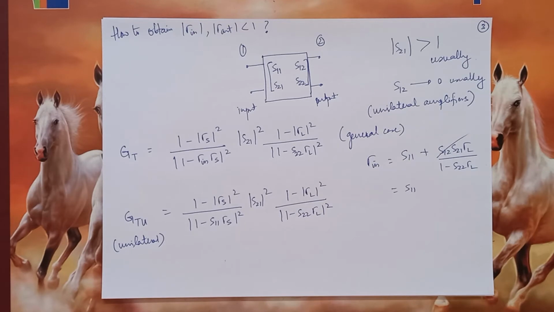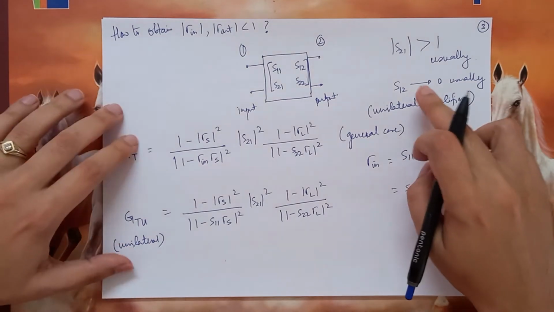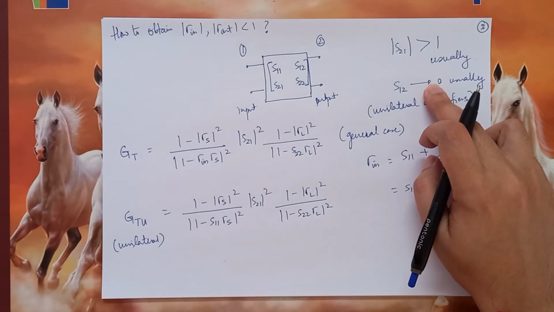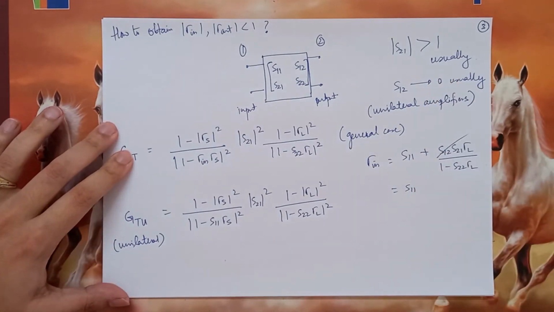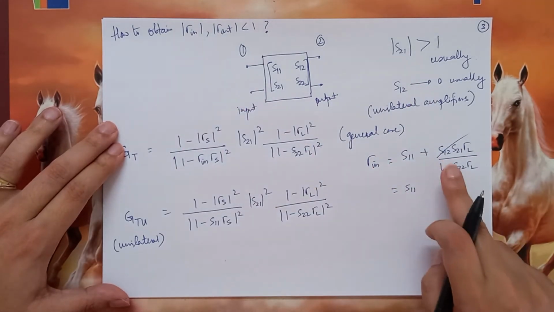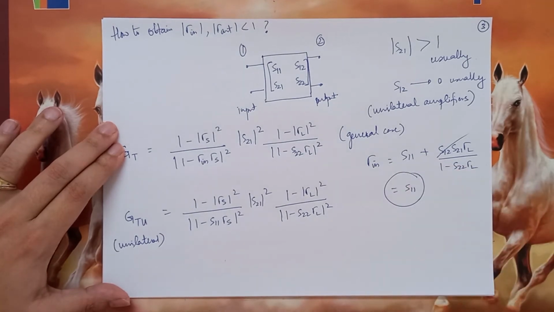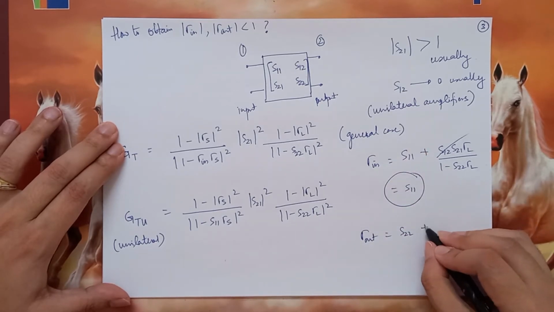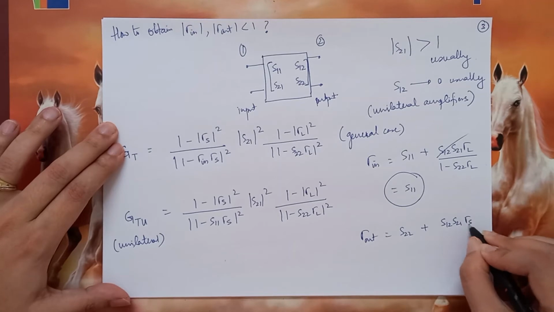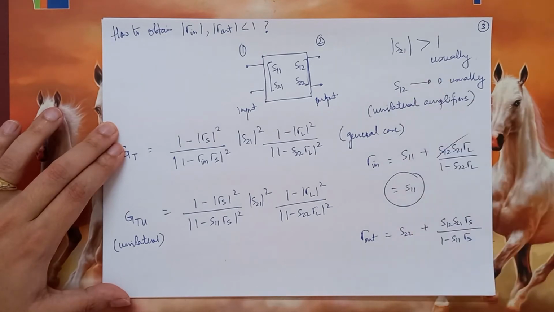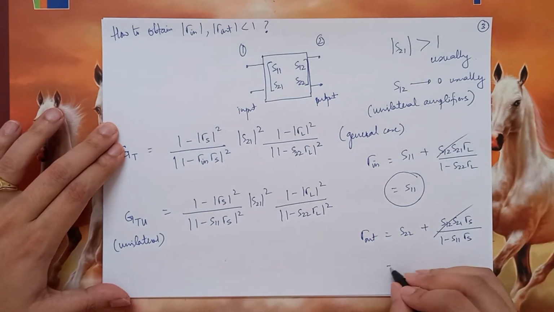So this is what the gain looks like now. But when we say that S12 is 0, what about gamma in and gamma out? Gamma in, we said, reduces to S11. Now what about gamma out? Gamma out is just the opposite expression for gamma in, S22 plus S12 S21 gamma S divided by 1 minus S11 gamma S. So if S12 becomes 0, this term also vanishes and gamma out becomes S22.